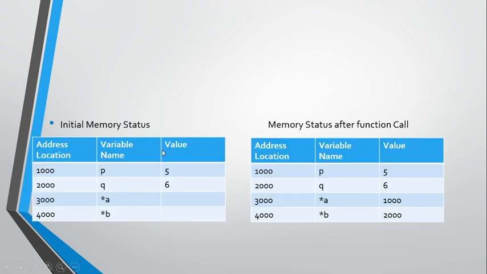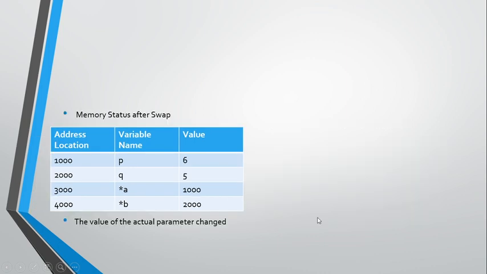We'll see the example. So P is 1000 having the value 5. Q is 2000 with value 6. I have declared two pointer variables, star A and star B. The initial memory status is like this, with 3000 and 4000 as the two memory variables. Memory status after the function call: A will have the address 1000 and B will have the address 2000. So we'll perform the swapping.